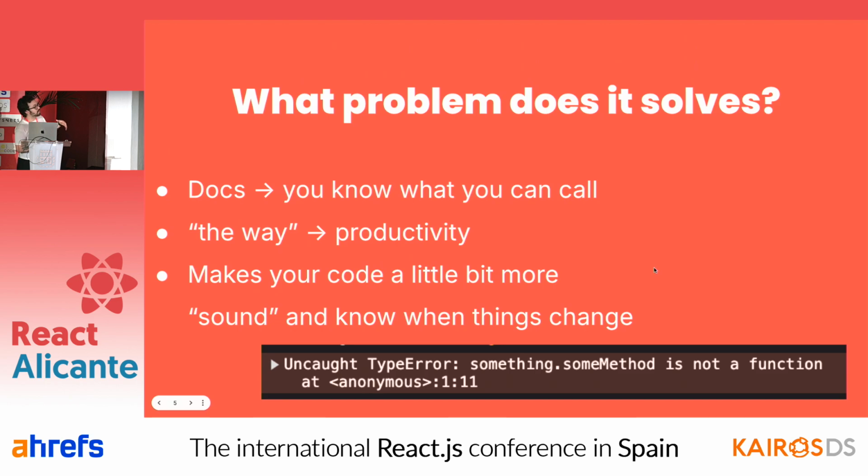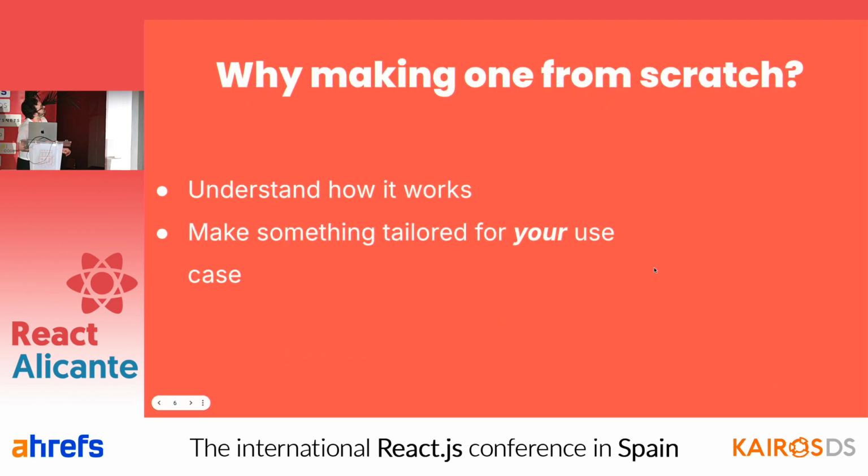So you don't have to reason about how to create something, because everywhere you look it has a way of creating things, and it makes your code more sound, so you don't get this really fun message that something isn't a function. It's annoying, and I had it a lot of times. So it helps you a lot, and you know when things change. Because, as you saw in the previous slide, if you change something on the server, it will tell you on the client. So yeah, it's pretty good.